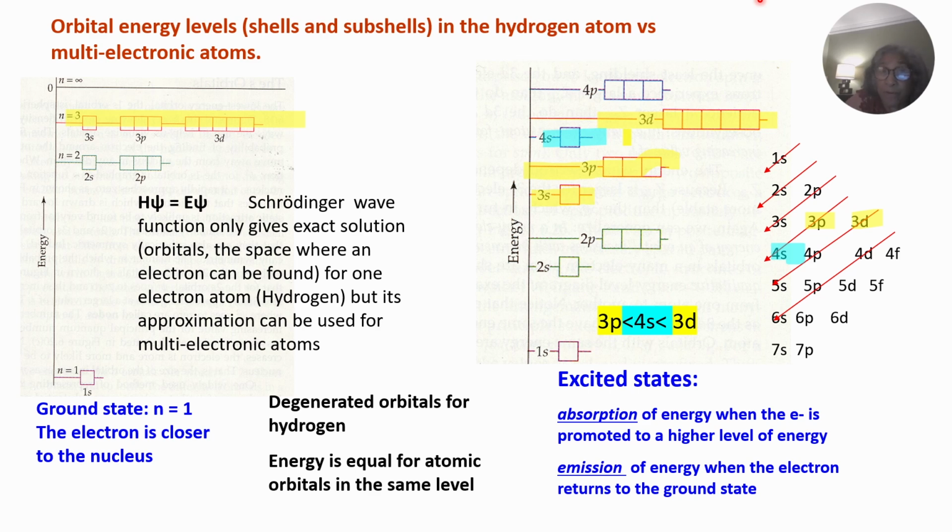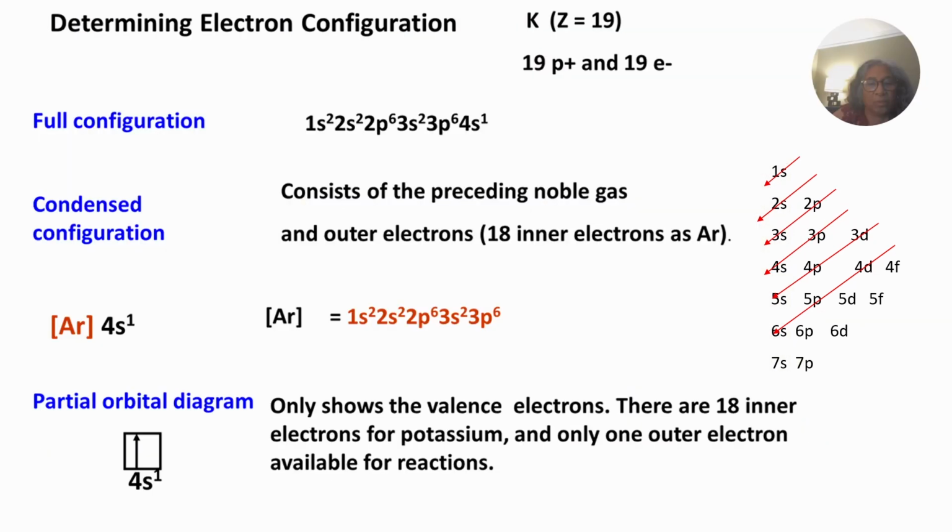Now, it is hard for us to memorize this graph, so what we do is we use that memory aid, and we will fill it up going from top to bottom: 1s, 2s, 2p, 3s, 3p, 4s, 3d, and in that order, the electron configuration will be correct.